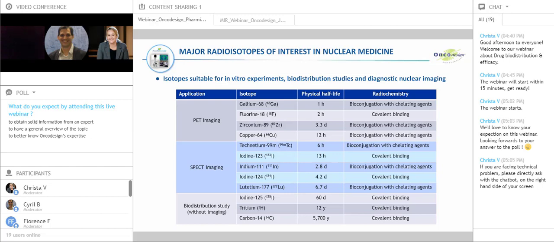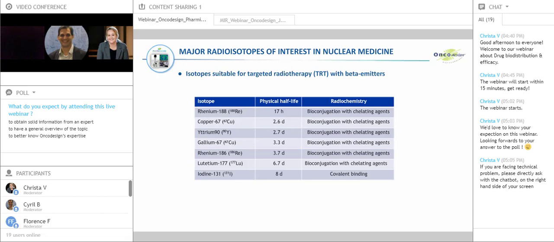If you don't need specifically imaging, then we can use QWBA, autoradiography, and carbon-14 or tritium, iodine-125 are usually very good, and you can go up to many, many years with these compounds to follow up your compounds. So this is always a matter between the half-life of your compound, the time you want to image, and the half-life of the radioisotope.